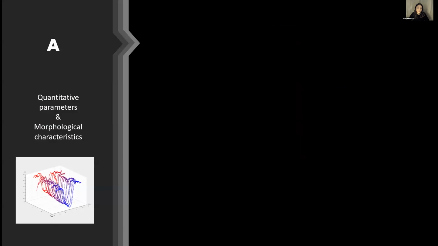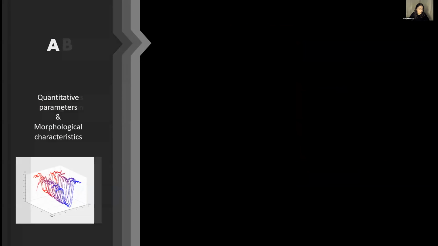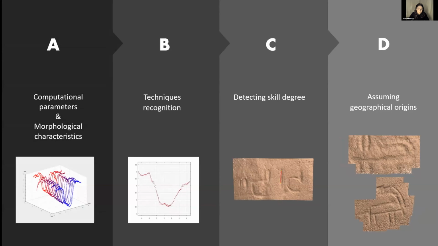What have we learned from this site? That we can achieve through computational parameters and morphological characteristics not only technique recognition, but also detect the skill degree by recognition of the consistency of the execution mode, and then we can hypothesize the geographical origins of the engravers.